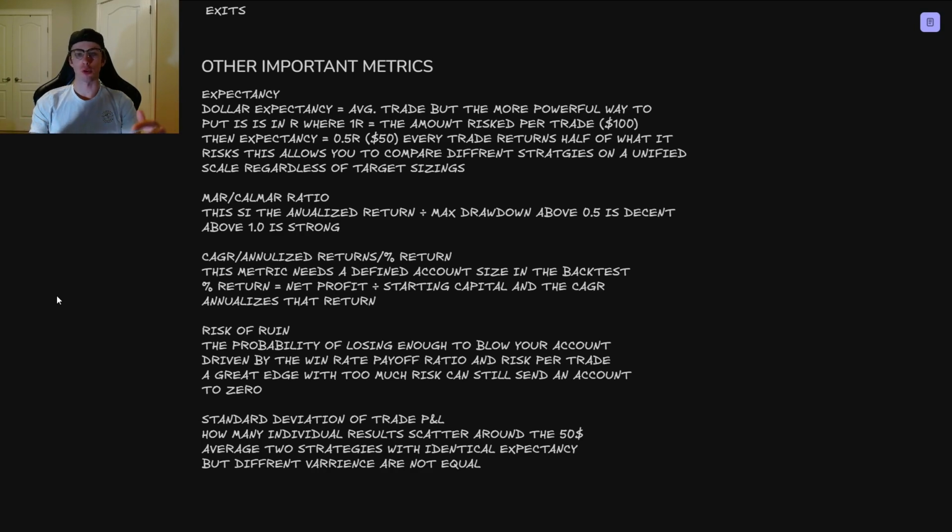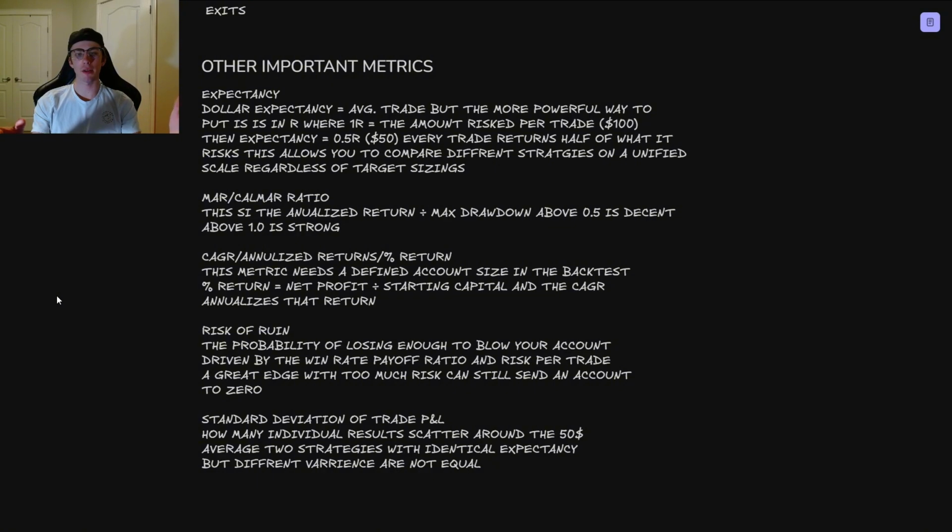And then your risk of ruin, so that's the probability of losing enough to blow your entire account. So you will also need a certain amount of starting capital. And if you blow the whole thing, then you have ruined it. And you can have a great edge, but if you end up taking too much risk, it doesn't matter that your edge is great, because once the account hits 0, you're not taking any trades anymore. So you need to make sure that even though your edge is great, or you think that you're really onto a good strategy, that you don't have a very high risk of ruin.